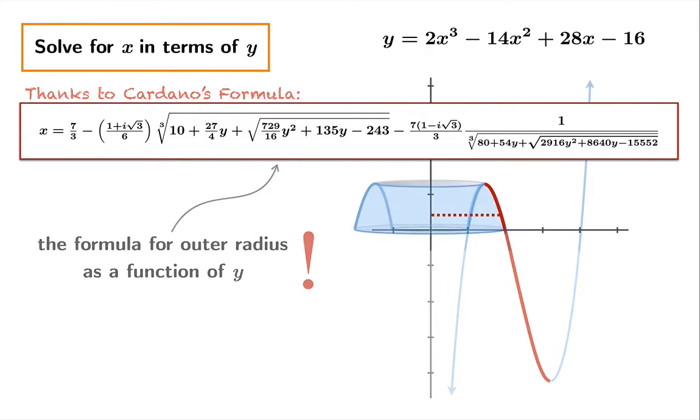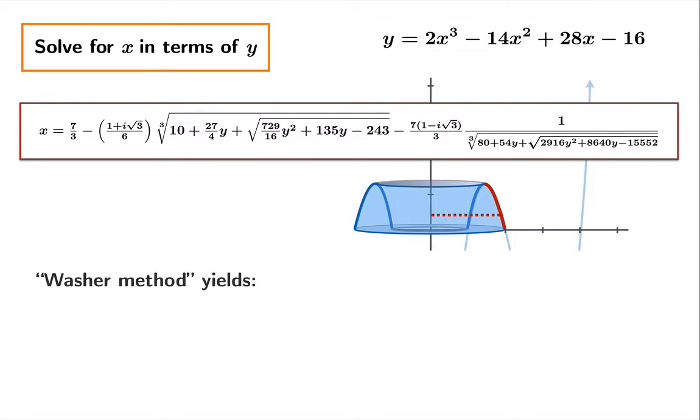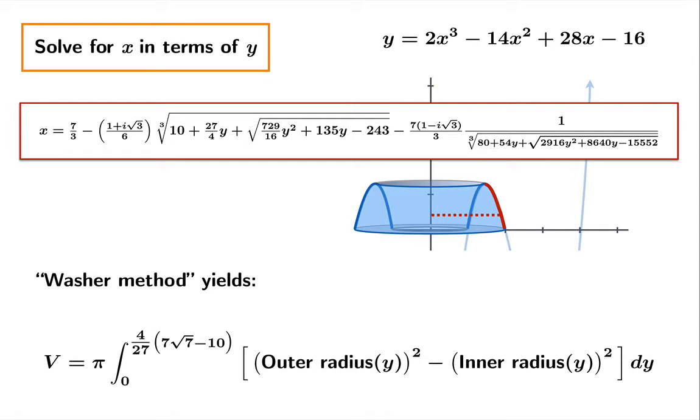So what does our washer method do for us? We're going to integrate from 0 to 4/27 (7 root 7 minus 10), the outer radius squared.